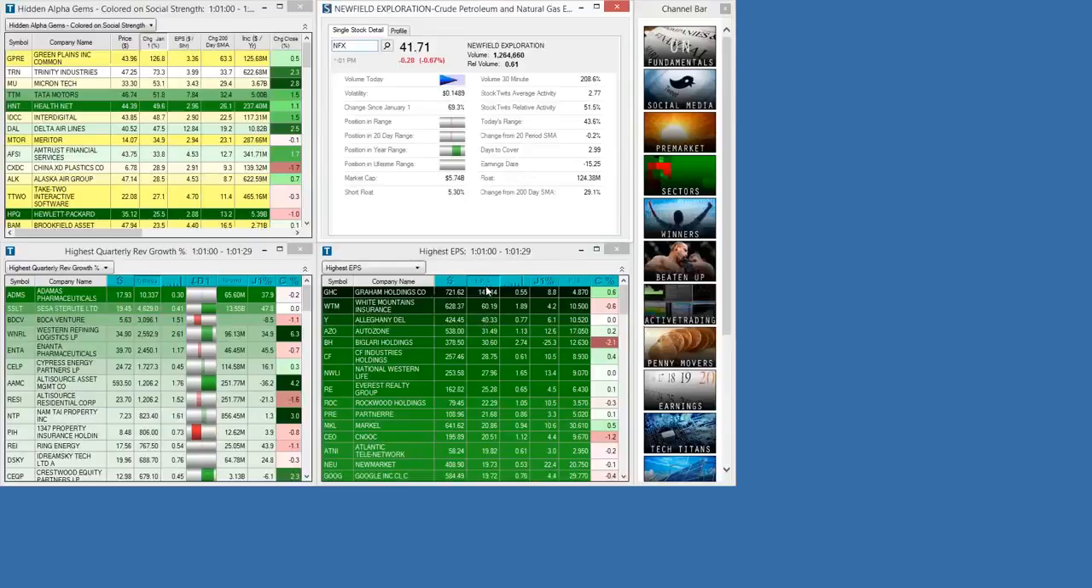Here we have stocks with the highest earnings per share, highest quarterly revenue growth, and the custom one that we made called Alpha Gens, where there are several factors that come into these being sorted the way they are and why they are where they are, that we think might have some potential for the future. And it's the same thing where you can just quickly click on it. You can either double click and send it there, or you can just type in a symbol, CXDS.